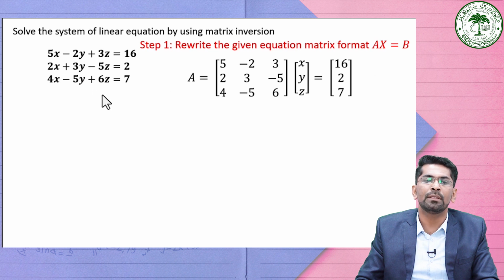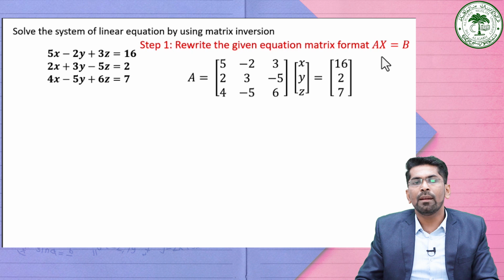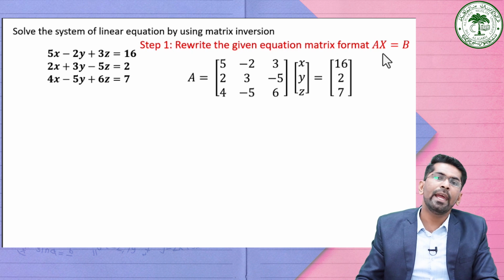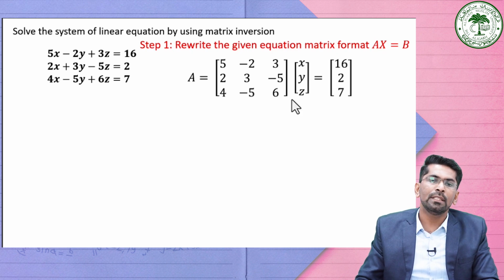We have 3 variables, that is x, y, z, which is equal to B, that is the constant matrix, which is the element given on the right side of the equation, that is 16, 2 and 7. So we have written the equation in the form of Ax = B. So this is the result.